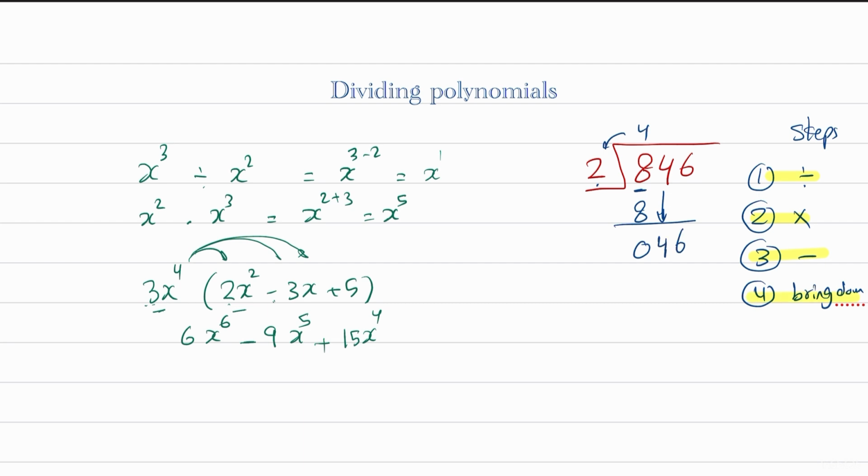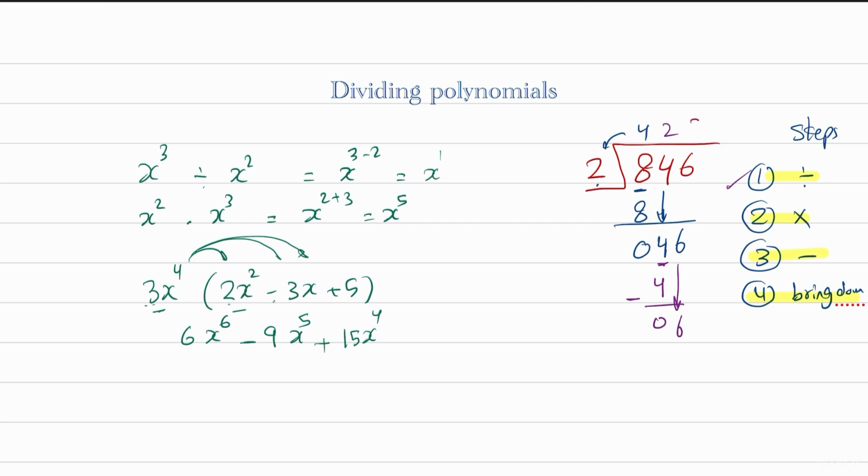So after you bring down, you have to redo the steps again. So 4 here divided by 2 equals 2. This is the first one. Then multiply. 2 times 2 equals 4. Then subtract. It's going to be 0. Then bring down the next digit. So we come up with 6. After that, redo the steps again.